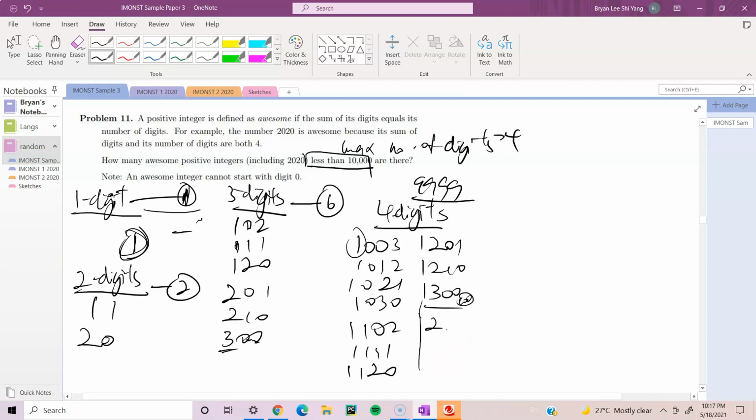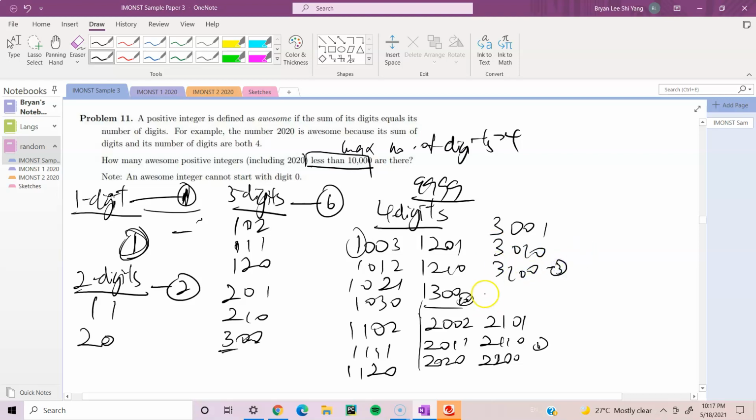And then for 2 as the thousandth digit, we'll have 2002, 2011, 2020. And then we have 2101, 2110, and then finally 2200. So we have 6 cases here. Also take a small note. Then if our thousandth digit is 3, we will have 3001, 3010, 3100. So 3 cases. Then finally 4 as the thousandth digit. Since the sum is only 4, 4000 is the only case here. So 1 case here. So in the situation that we have 4 digits, there are 20 cases in total.